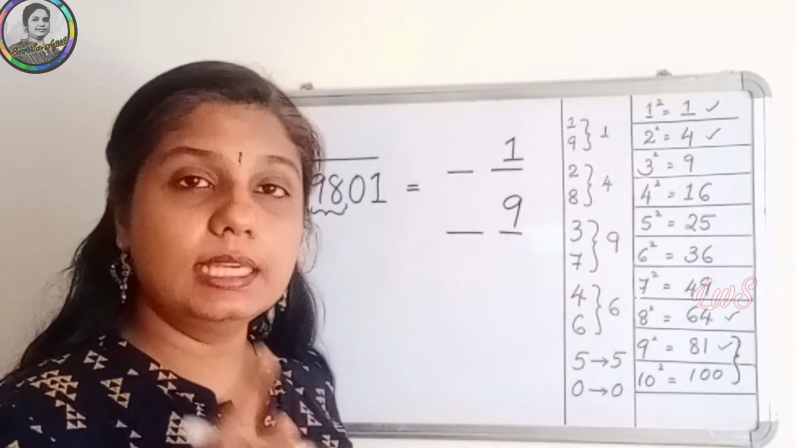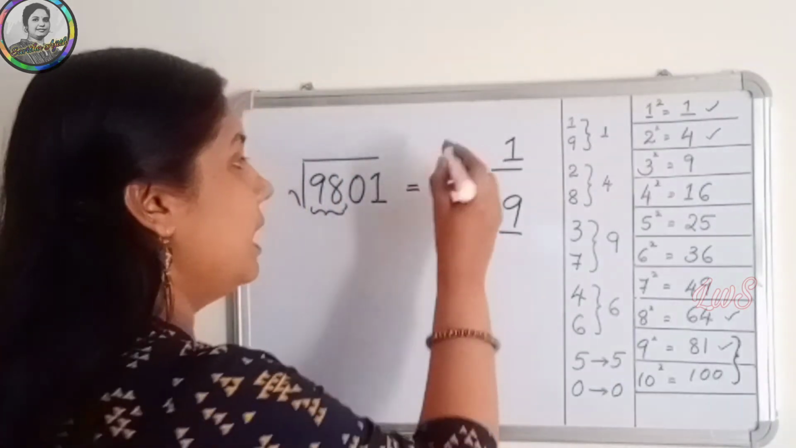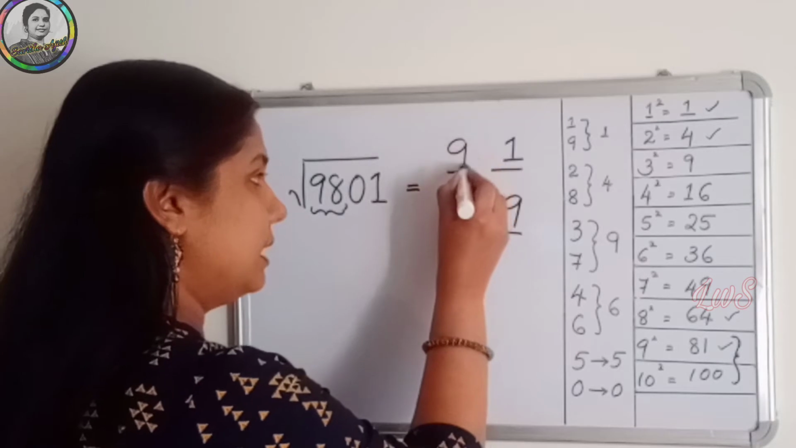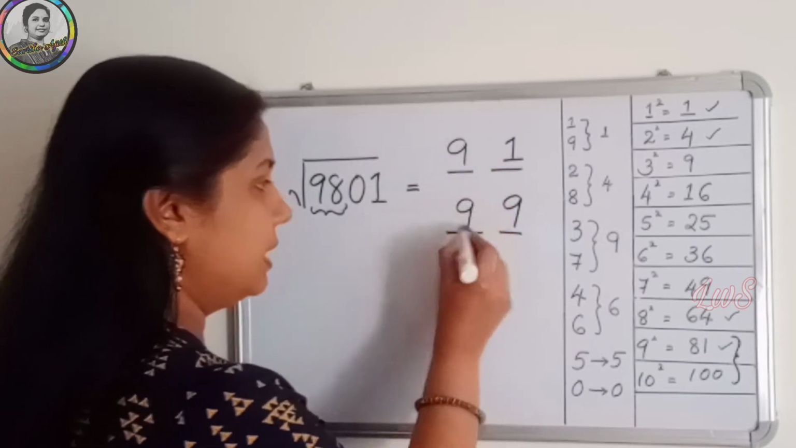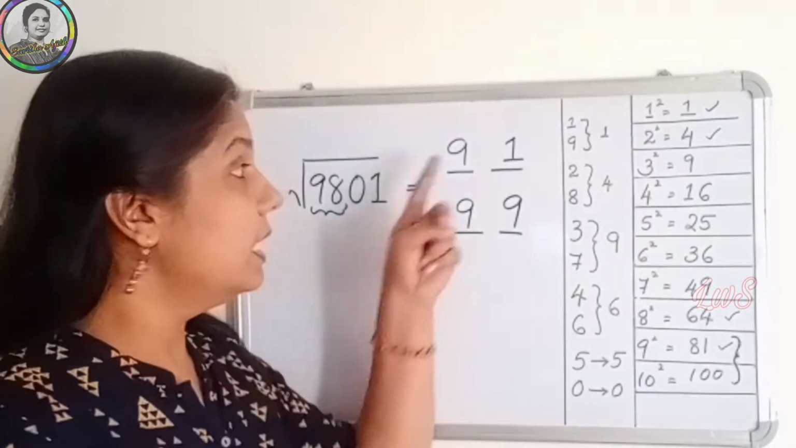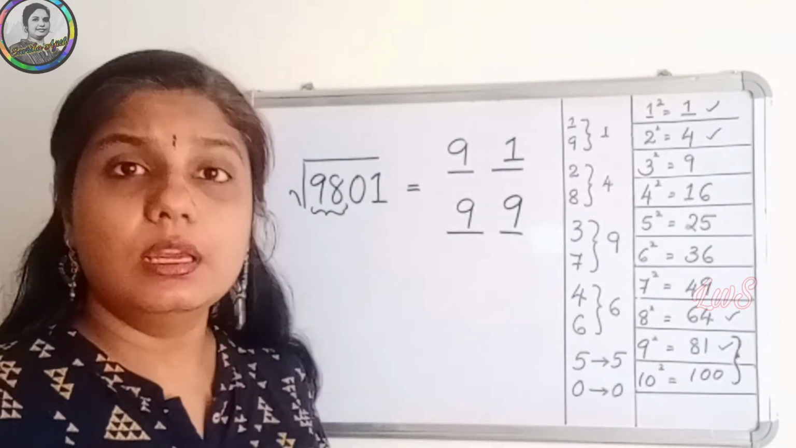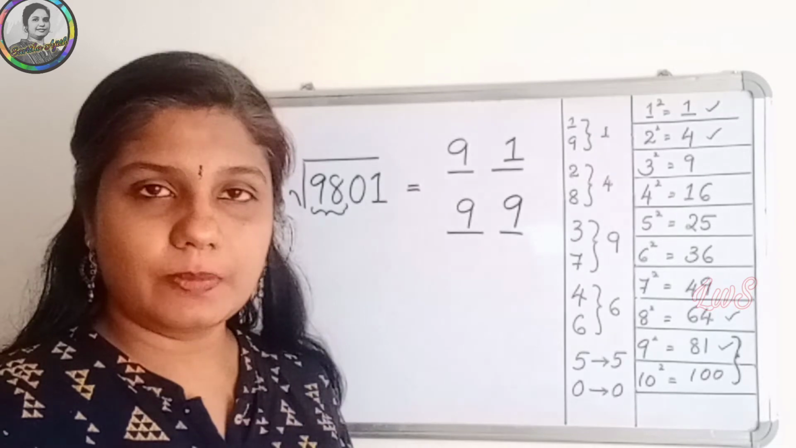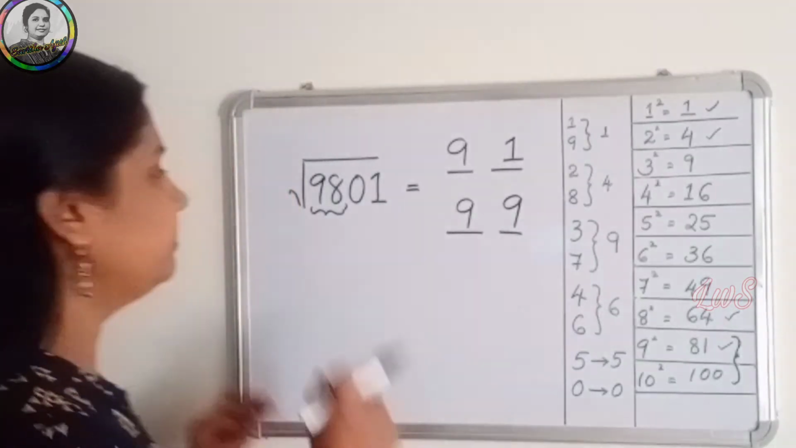Usually we take the smallest one, and the smallest is 9. So we write 9 here. We have two possibilities of square root, 91 and 99. How to choose from these? We have a trick for that.